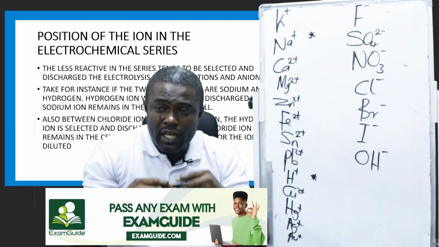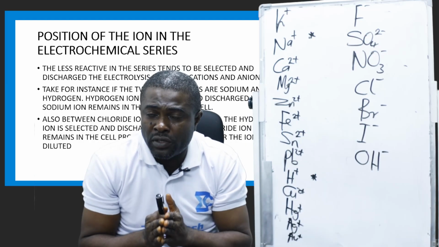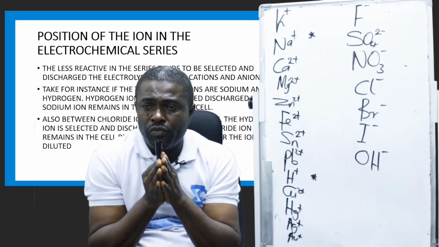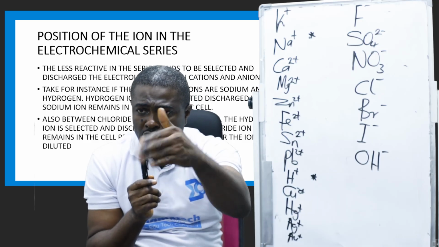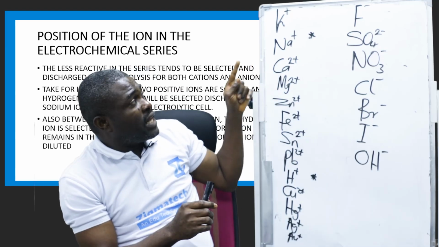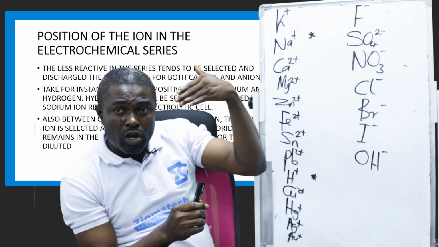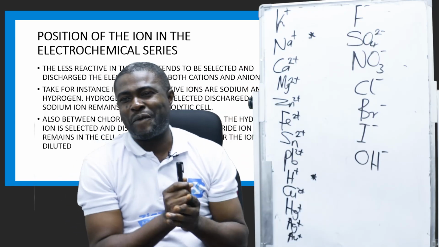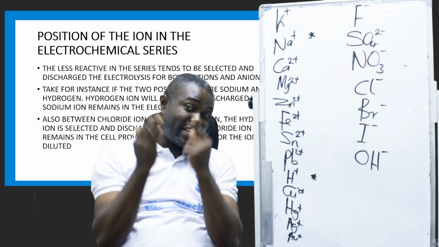The electrolyte contains sodium ion and hydrogen ion, two positive ions. Both of them, being positive, move to the negative electrode, which is the cathode. Which one is discharged? Looking at this position, the one that should be discharged, that means the one that will pick an electron and become a neutral atom, is the one that is less reactive. You can see it's very simple.